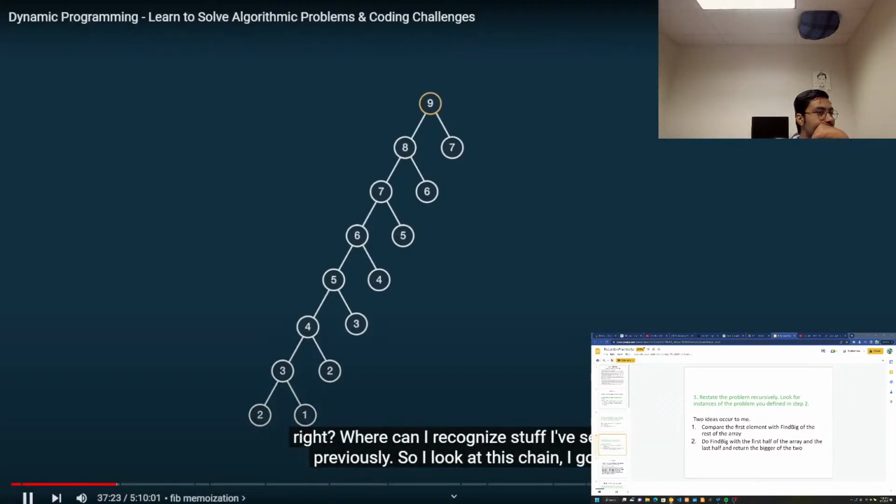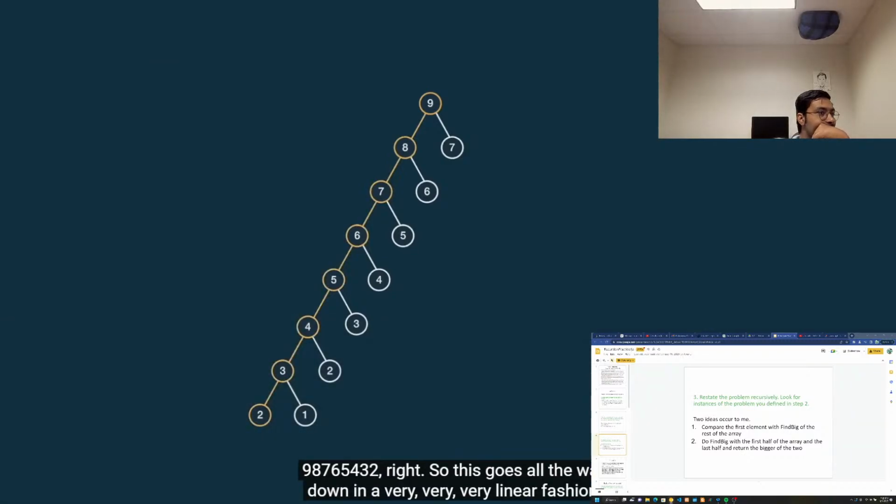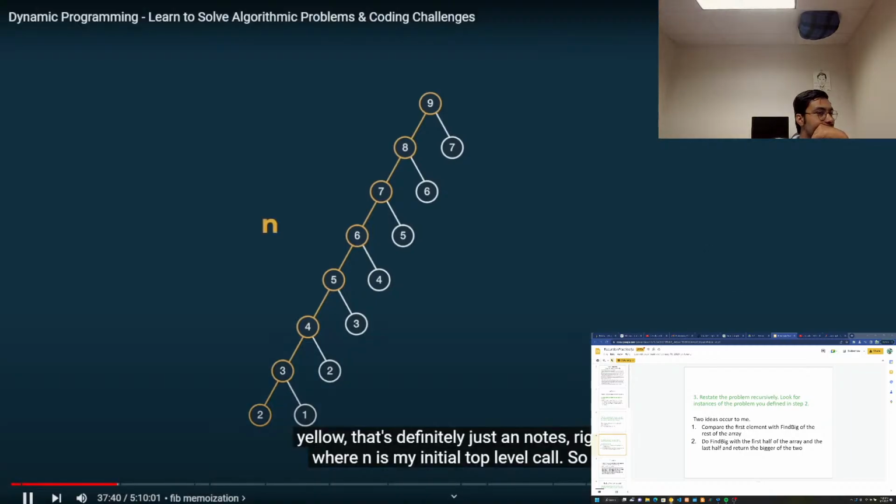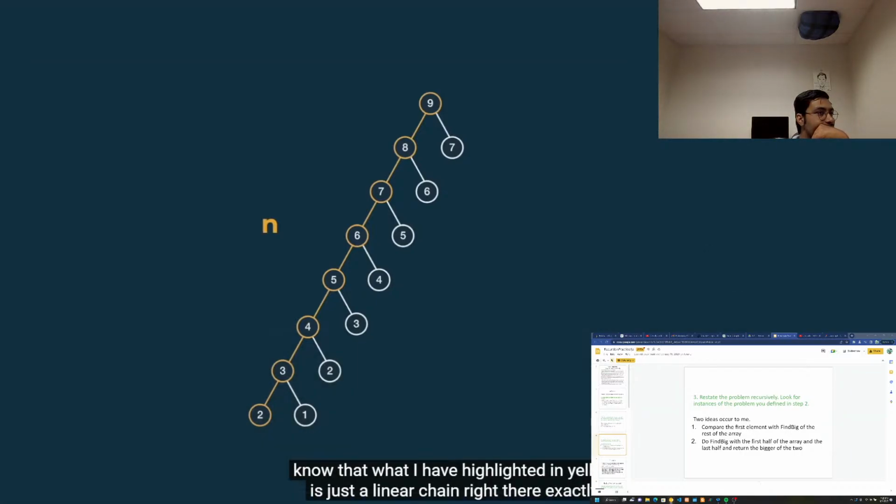Take the path of this chain. I go 9, 8, 7, 6, 5, 4, 3, 2, right? So this goes all the way down in a very, very linear fashion, just counting down from the initial top level call. So I know that what I have highlighted in yellow is just a linear chain. There are exactly n nodes, but I haven't accounted for everything in this picture, right?